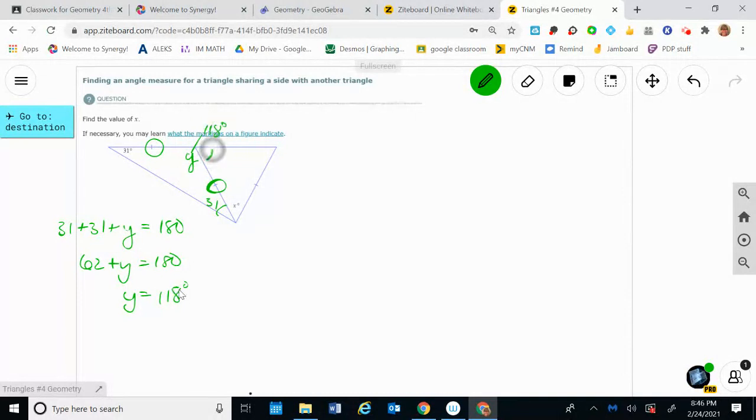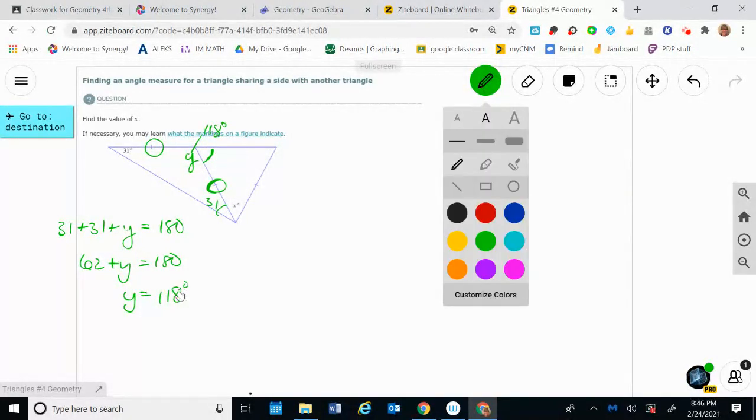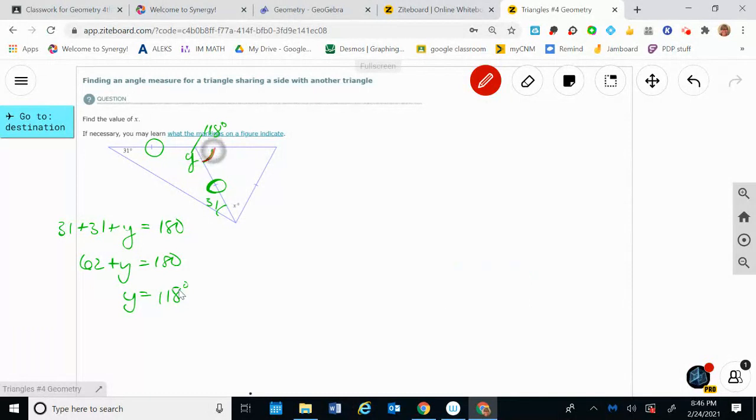Then you could find this angle. Let me switch colors because I'm going to a different triangle. So 180 minus 118 is equal to 62. That's equal to 62. Then this is equal to 62.